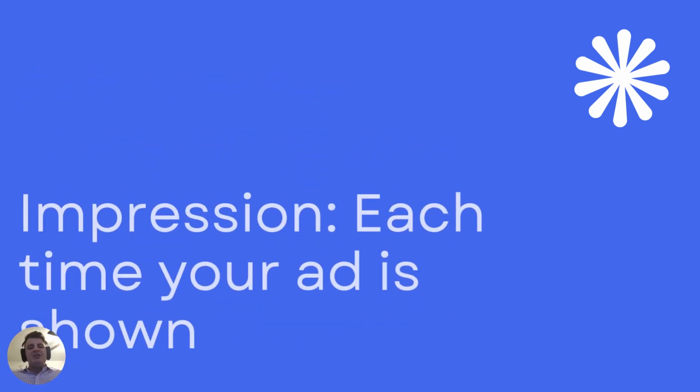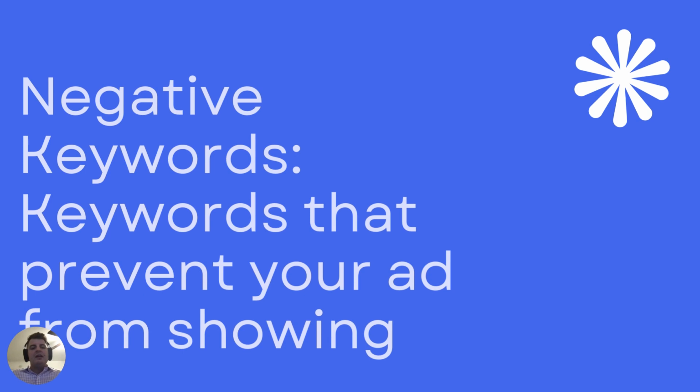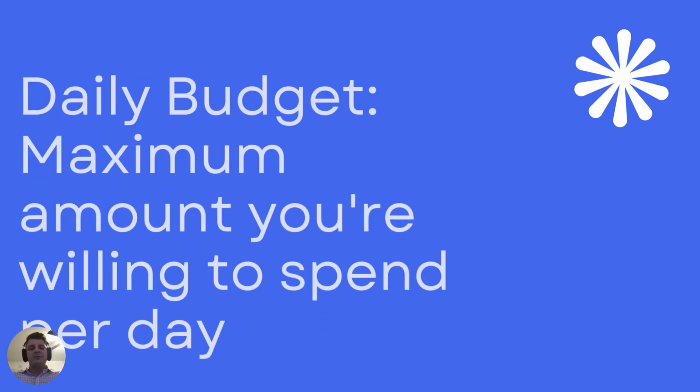Next thing, impressions. Each time your ad is shown. This is how often your ad is going to be continuously shown. Next thing, negative keywords. Keywords that prevent your ad from showing. So for instance, if you want to show stuff for marketing agencies in Connecticut, but you don't want to show stuff for marketing agency salaries in Connecticut, that could be a negative keyword. So maybe salaries can be a negative keyword.